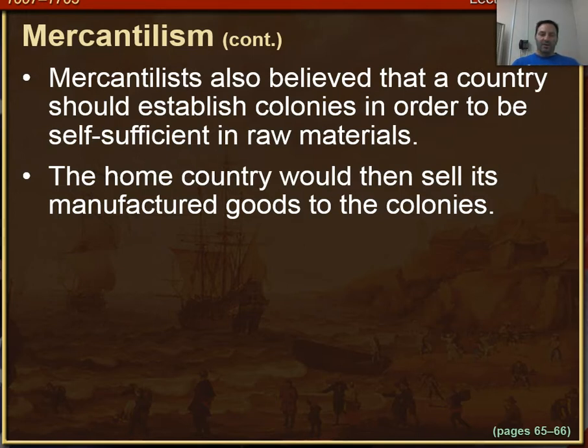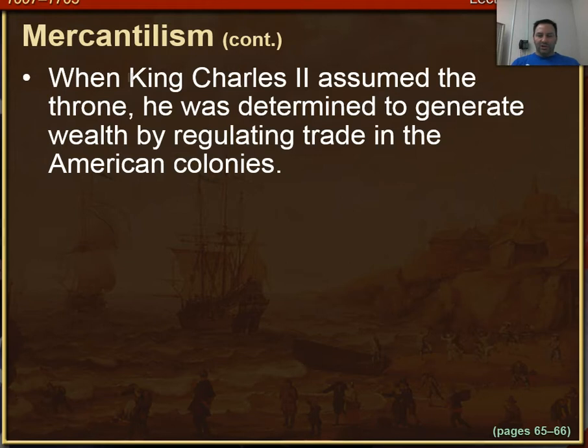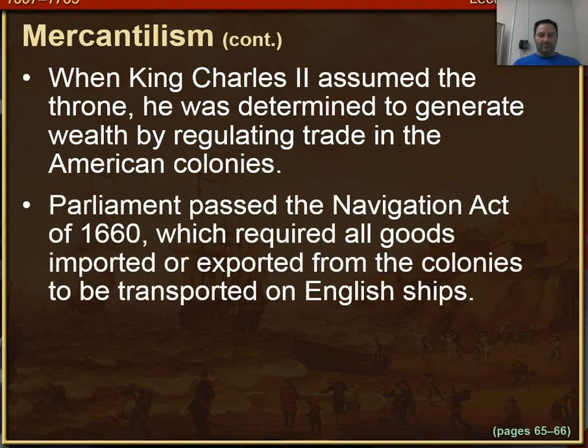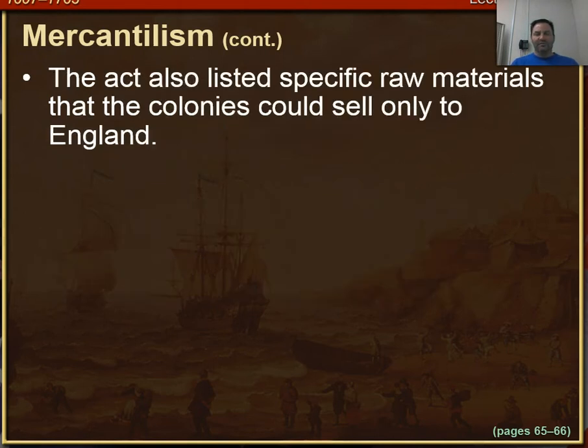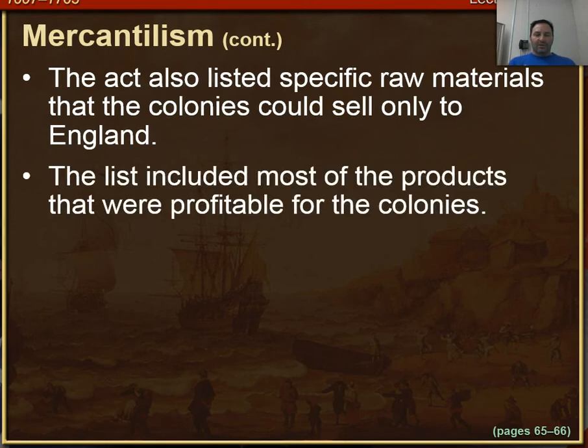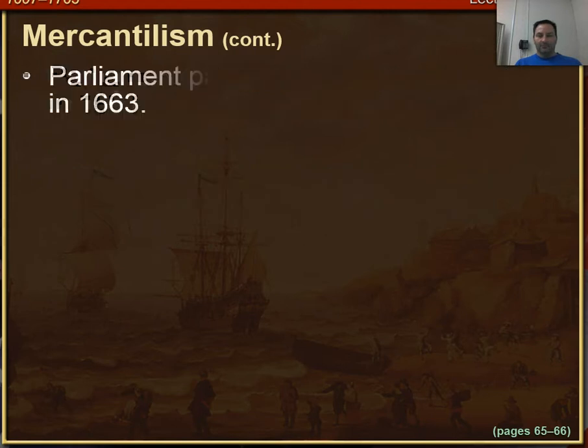So when King Charles II assumed the throne, he was determined to generate wealth by regulating trade in the American colonies. Parliament passed the Navigation Act of 1660, which required all goods imported or exported from the colonies to be transported on English ships. The act also listed specific raw materials that colonies could sell only to England. The list included most of the products that were profitable for the colonies.